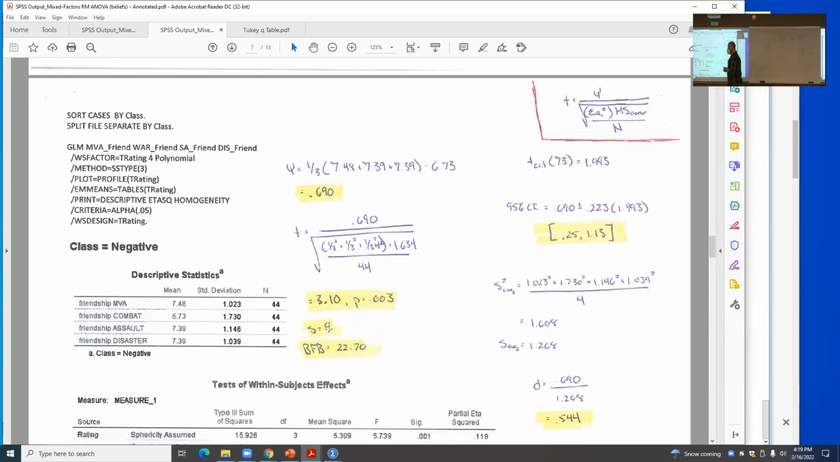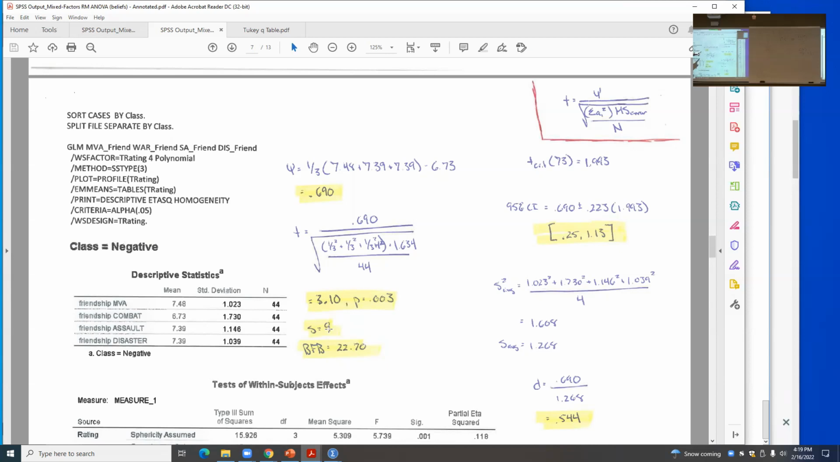And so what I can do is start working through and using the means and standard deviation stuff available in this output, I can start calculating the statistics that are of interest to me. So here I've got my contrast. I've got 1/3 times 7.48 for MVA, 7.39 for assault, 7.39 for disaster. Minus 1 times 6.73. This is my combat, right? Run this out, I get a value of 0.69.